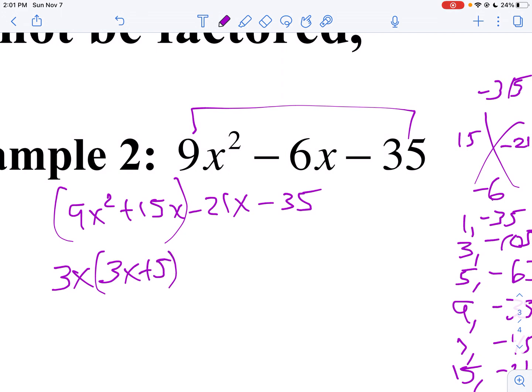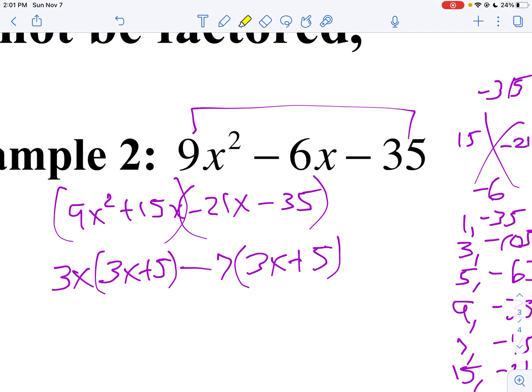Look at my next two terms. I notice my leading coefficient is negative, so I'll factor out a negative. What goes into both 21x and 35? Well, that'll be 7, won't it? So negative 21x divided by negative 7 is a positive 3x. And negative 35 divided by negative 7 is a positive 5.